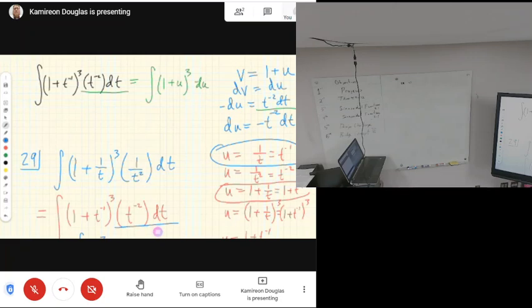This is, by the way, a common thing. U is the most common one, but you can also do v's, w's. Just avoid x and y, because they're already in the problem.